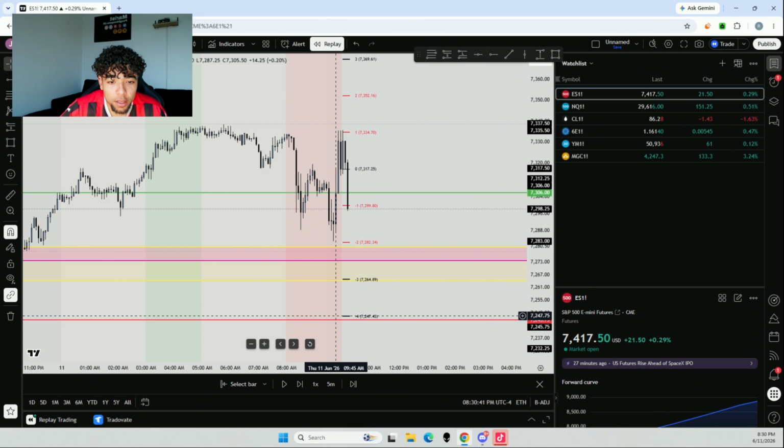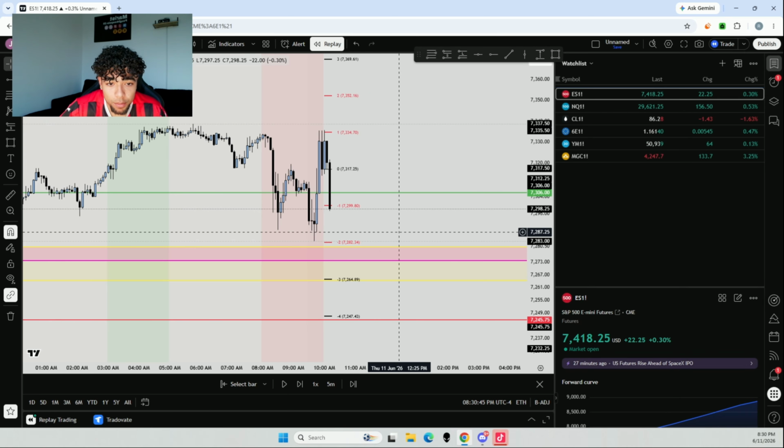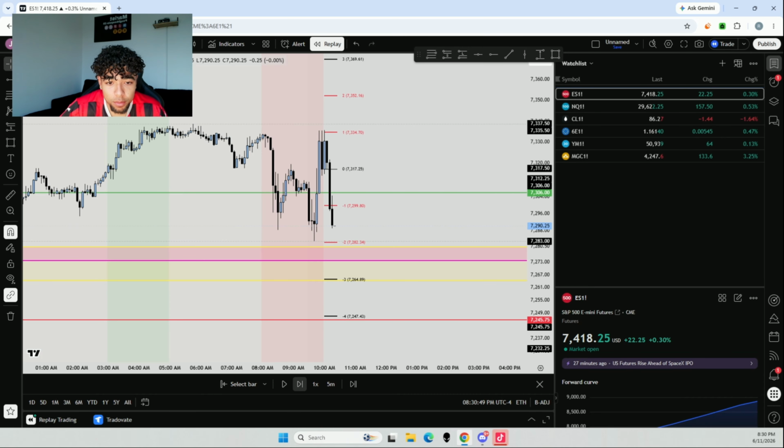Again, we did not miss the move here. As you can see, look, stay patient. That's the one thing about this strat. Stay patient. You have your entry zones for a reason.